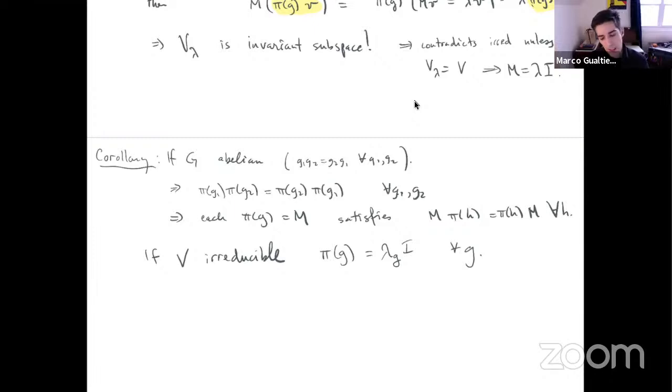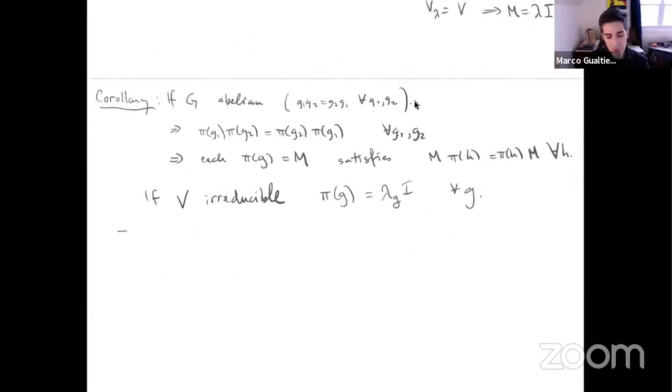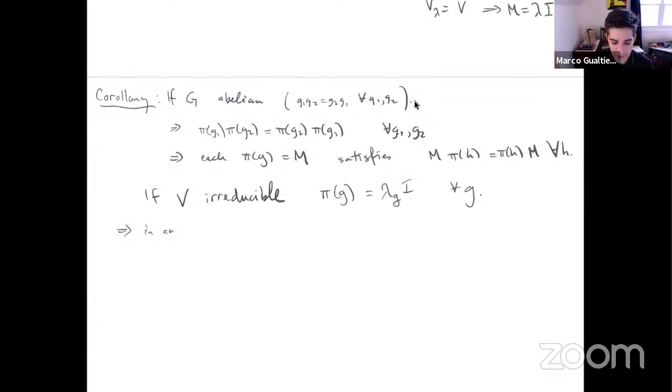And that means that, in a very strong sense, everything is simultaneously diagonalizable in any basis, right? I mean, in any basis, all of these things are just scalar multiplications. In any basis, each one of these π(g) just looks like some number times the identity matrix.